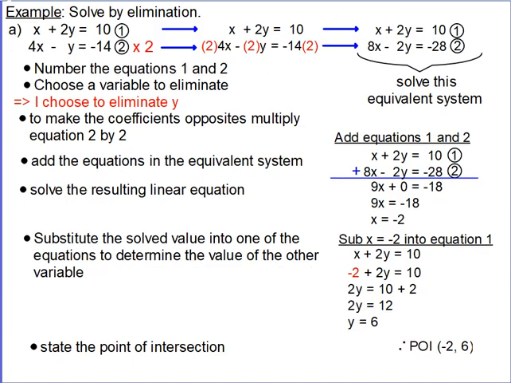So let's see what a full example looks like here. It says solve by elimination, and the system has equation 1, which is x plus 2y equals 10, and equation 2, which is 4x minus y equals negative 14. At this point, you notice there are no matching coefficients for the x's or the y's. You can choose to eliminate either the x or the y. In this particular example, I chose to eliminate y, but you could have chosen to eliminate x and you would have got the exact same answer.